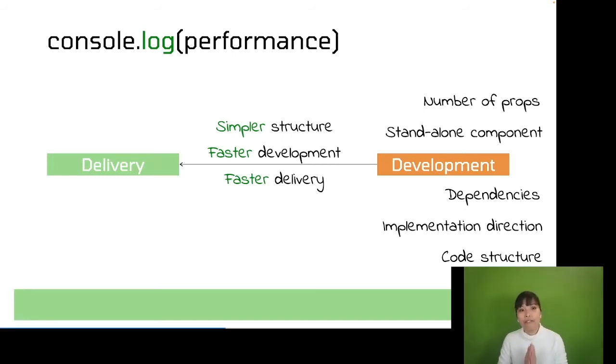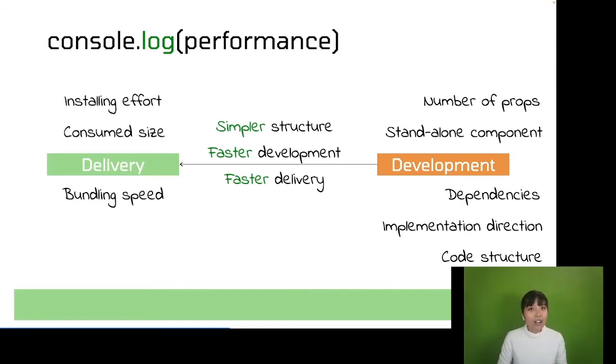The next developer who comes on board will be able to pick up this development and continue from there, so that we will have faster delivery. Because of faster development, there is faster delivery, and users can have the new version and bug fixes much faster. And that also includes bundling speed. If you write the component correctly, you also save on bundling speed, bundle size, and installing effort, and so on. All of them are very, very related to each other.